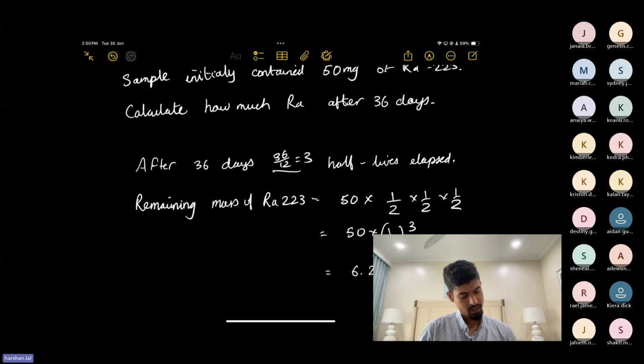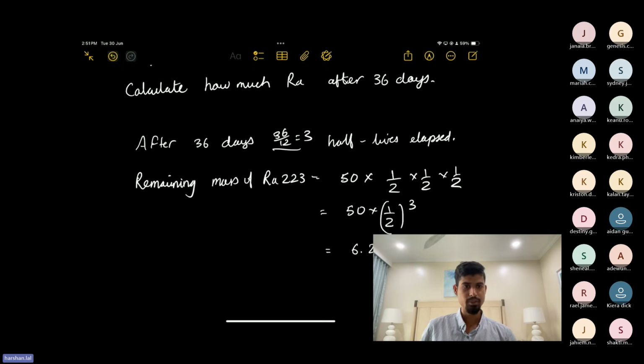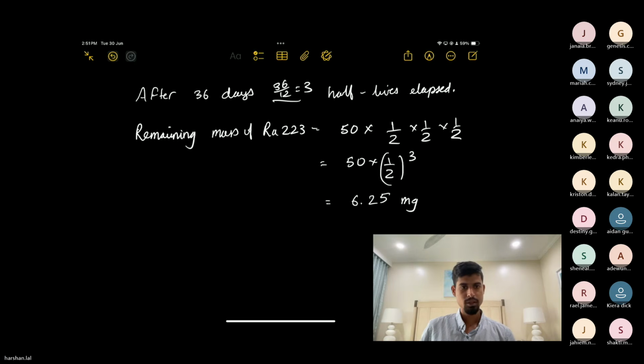Is this correct? Yes, sir. Right, 6.25, and the unit would be what, sorry? Milligrams. Milligrams, right? Because the mass they initially gave us was 50 milligrams. So, right, so that's it.